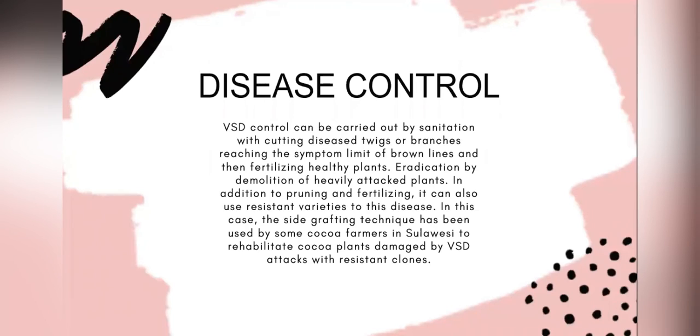So the next one is how to control the VSD. It can be done by cutting the symptoms, limit of brown lines, and then fertilizing healthy plants. Eradication by demolition of heavily attacked plants, in addition to pruning and fertilizing. It can also use resistant varieties to this disease. In this case, the side grafting technique has been used by some cocoa farmers in Sulawesi to rehabilitate cocoa plants damaged by VSD attack with resistant clones.